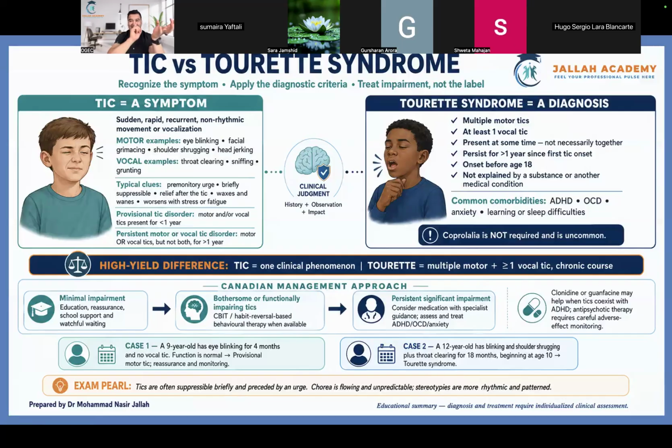For tic, it is either motor or just vocal, less than 12 months. For Tourette, it's multiple motor. It could be 2, 3, 4, 5, 6. It doesn't matter. It's more than one. More than one motor, but at least one vocal, for more than 12 months.